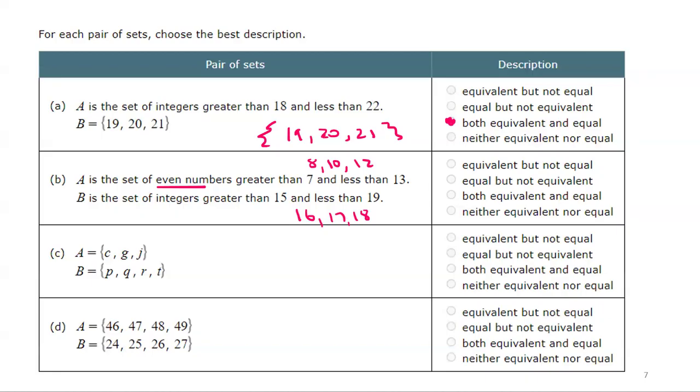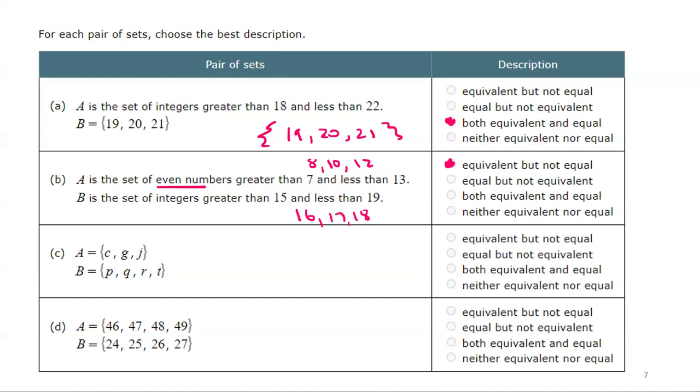Okay. And all right, for part B here, people are saying it's equivalent but not equal. That is correct, right? They have the same number of items. There's three in part A and three in part B, so they are equivalent, but they're not the same numbers, right? So this is equivalent but not equal.